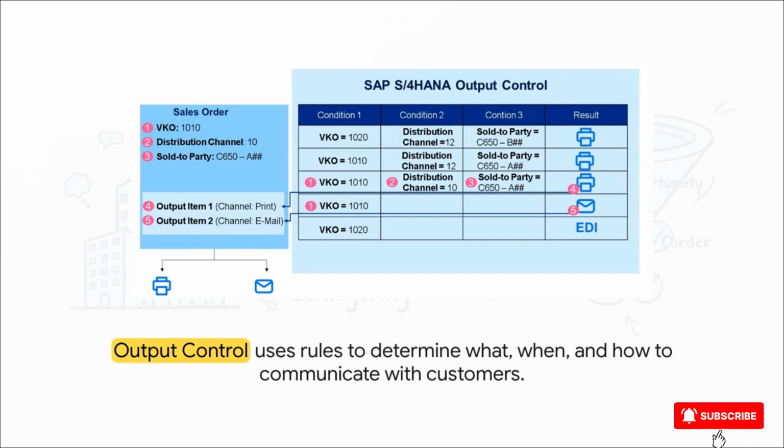The system looks at the sales order and says, okay, who's the customer? What country are they in? What kind of document is this? Then it checks those facts against a decision table. If it finds a matching rule, bam, it automatically triggers the right output. Maybe it's a printed form, maybe it's an email with a PDF, maybe it's a direct EDI message to their system.